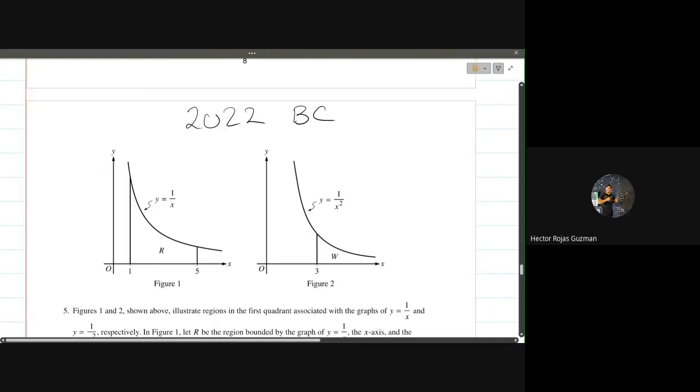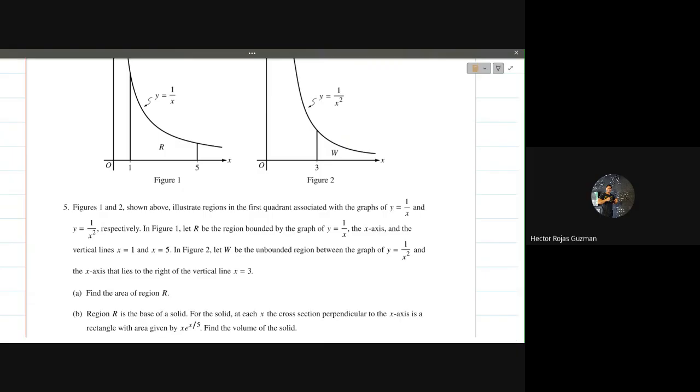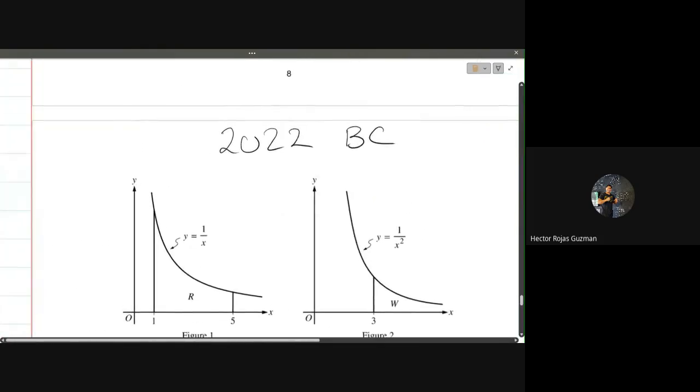Okay, so let's see why this question was so difficult. Figure 1 and 2 are shown above. We got 1 over x and 1 over x squared. Let R be the region bounded by the function, by the x-axis, and by the vertical lines 1 and 5. First of all, part A: find the area of region R.